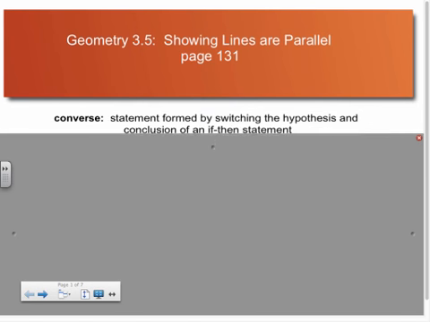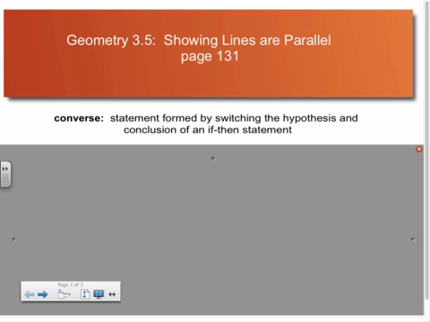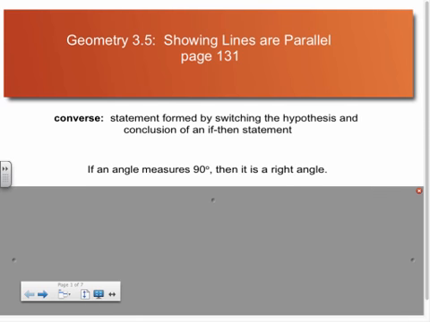A converse is a statement formed by switching the hypothesis and conclusion of an if-then statement. So let's look at a couple examples of what that means. Our first if-then statement says, if an angle measures 90 degrees, then it's a right angle. The hypothesis of this statement is an angle measures 90 degrees. And the conclusion is it's a right angle. If I wanted to find the converse of this statement, I would switch these two around. So my new statement, the converse, would read, if an angle is a right angle, then it measures 90 degrees.